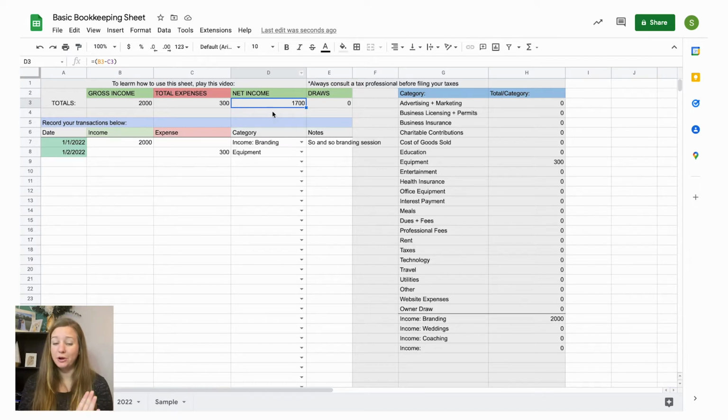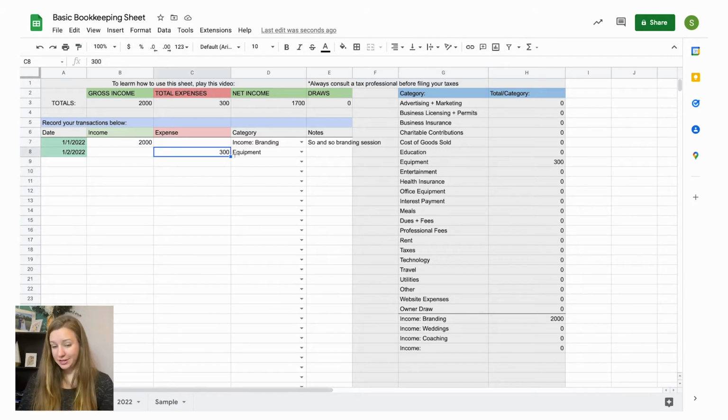And for the most part, your net income is your taxable income. There are a few exceptions to this, as you're going to see over here in all these categories you can choose from. When you're paying for meals or entertainment, these categories are not 100% tax deductible by the government. So that's why we have to separate them out.